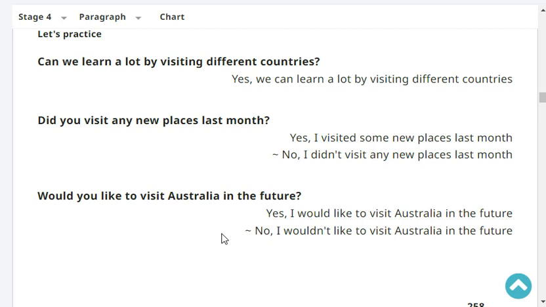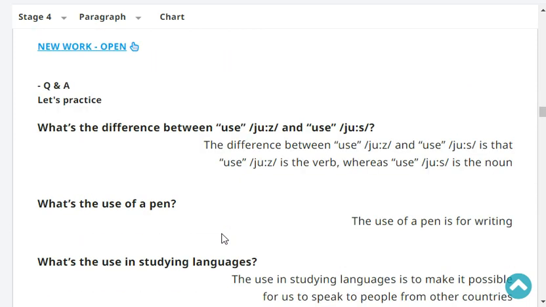Did you visit any new places last month? Yes or no? No, I didn't visit any new places last month. Very good. Would you like to visit Australia in the future? Yes or no? Yes, I'd like to visit Australia in the future. Very good.